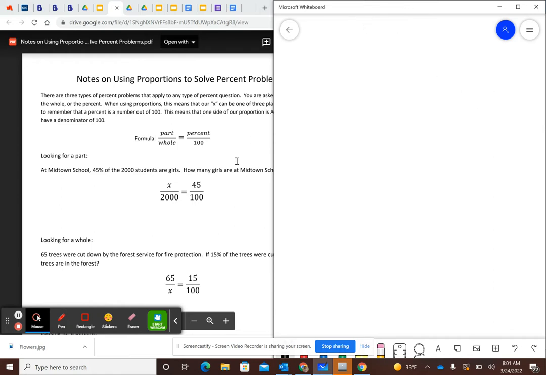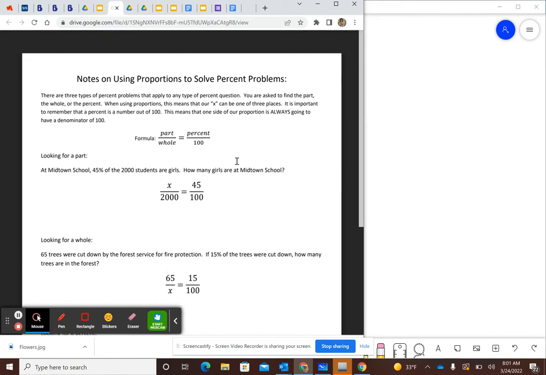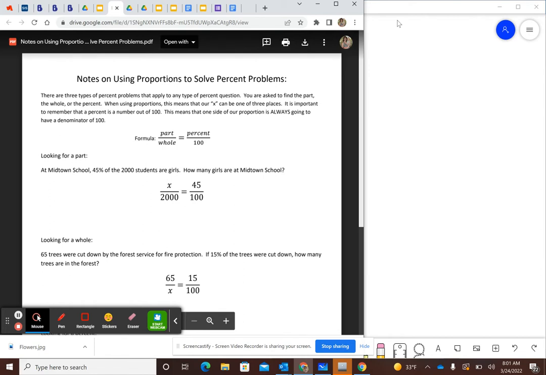So let's look at the first example where you're looking for a part. It says at Midtown School, 45% of the students, of the 2,000 students, are girls. How many girls are at Midtown School?